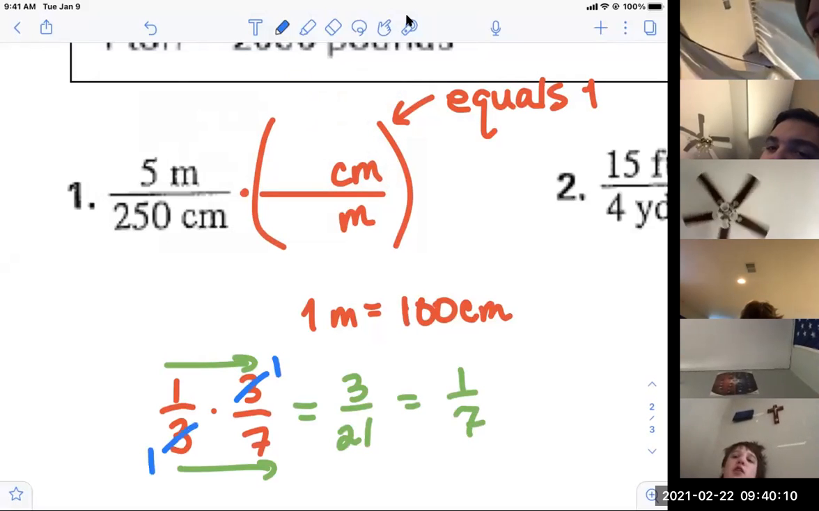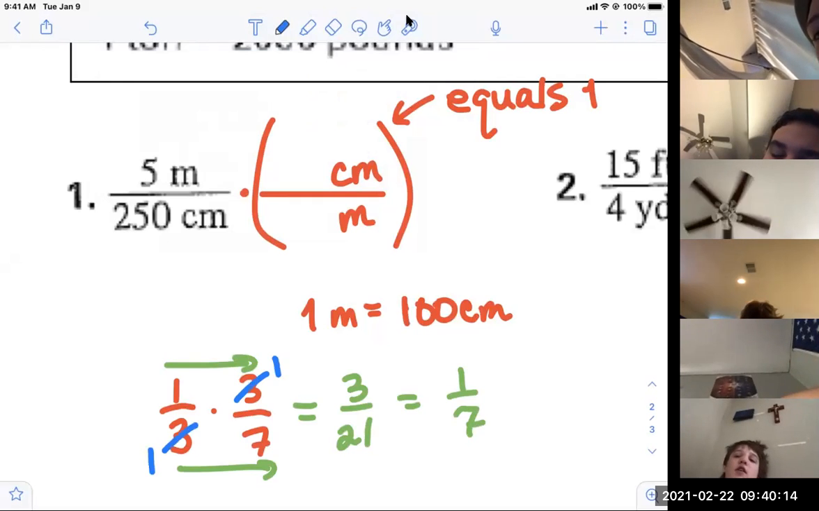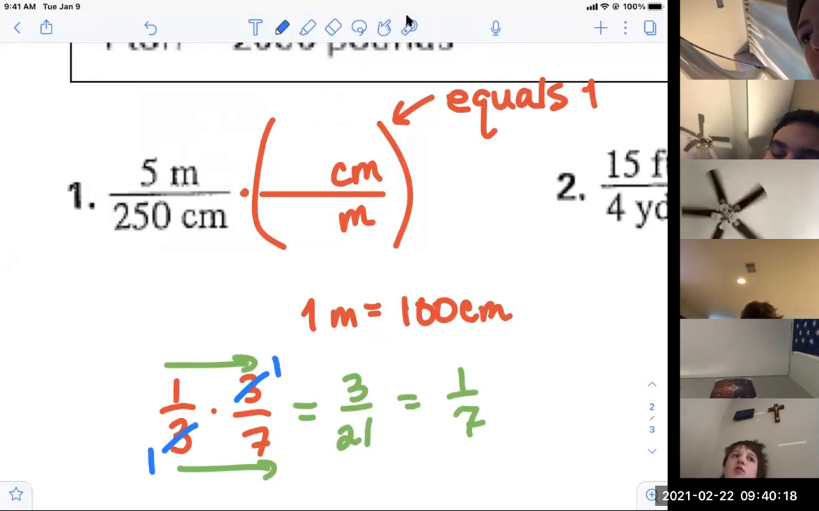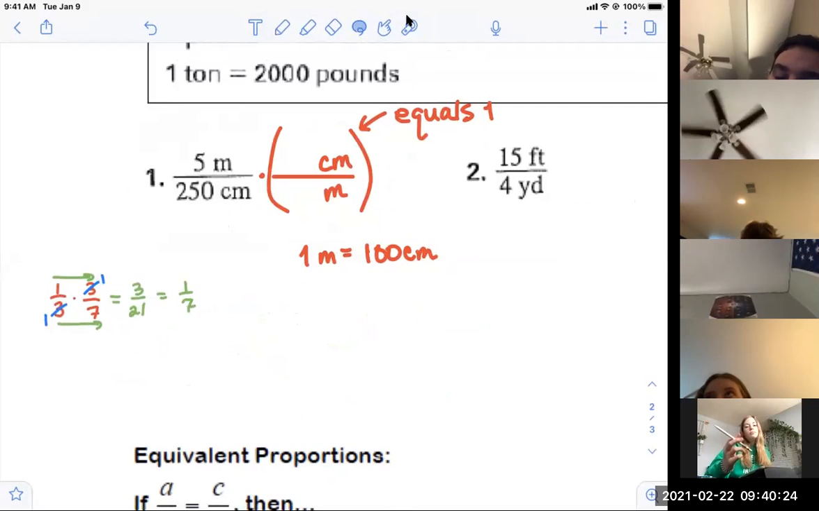But that's still not cross multiplying, right? That's just dividing out a common factor. 3 in the numerator, 3 in the denominator will divide out, would go straight to 1/7. But remember, when you're multiplying fractions, you multiply tops together, you multiply bottoms together. Okay, so just a reminder about how multiplying fractions works.